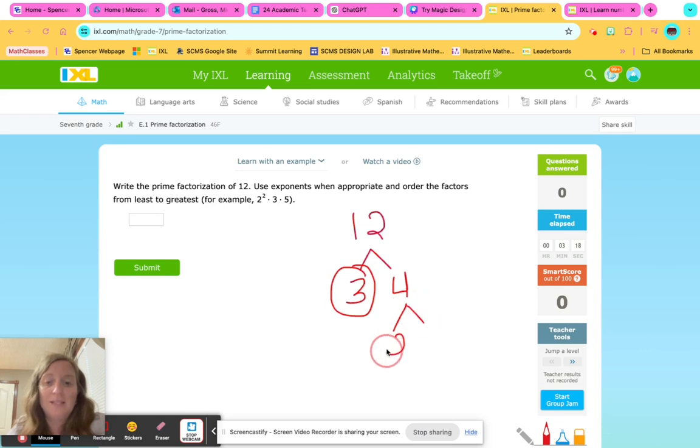So we're going to break this down to 2 times 2. And we know that 2's are prime, because remember, 2 is the only even number that's prime. And so now all of our numbers are prime. So we have 3 times 2 times 2.